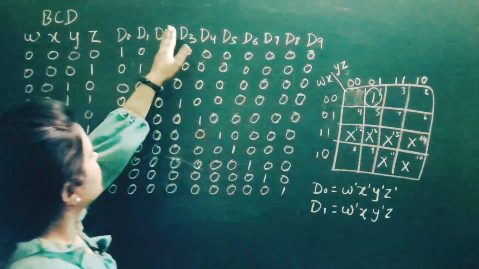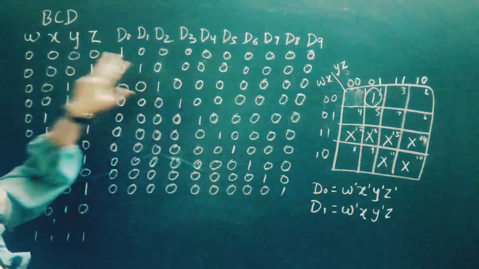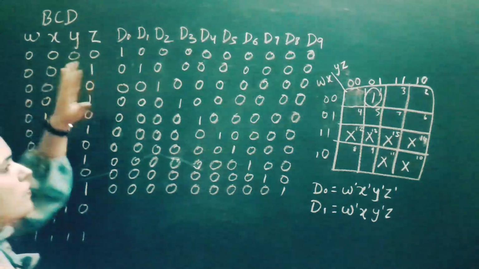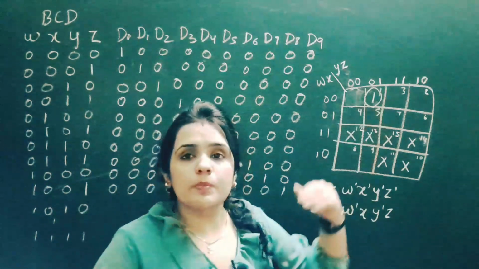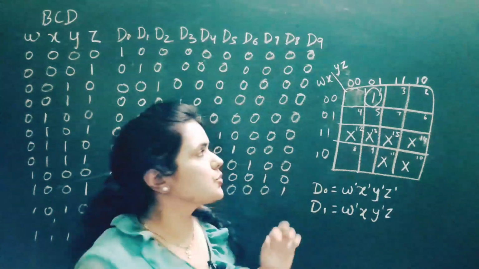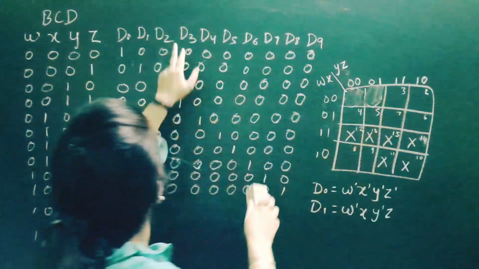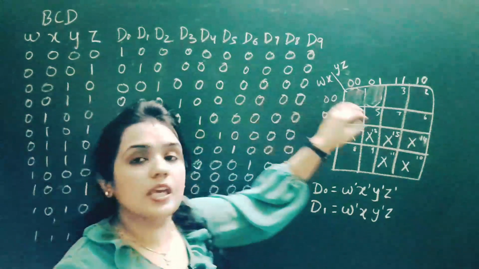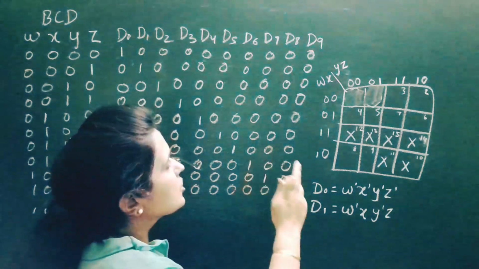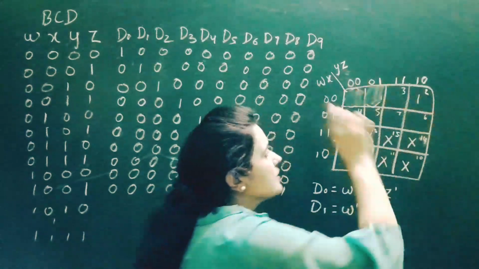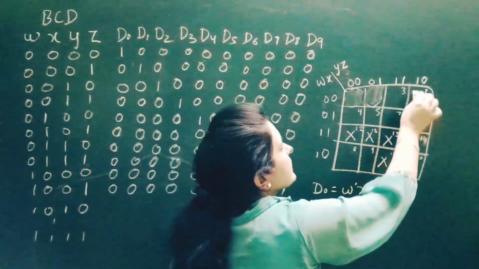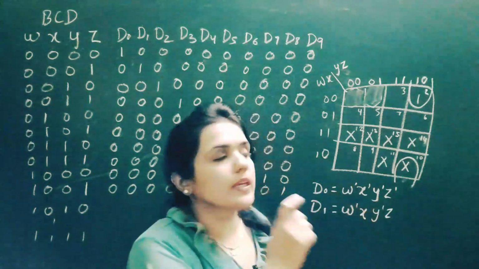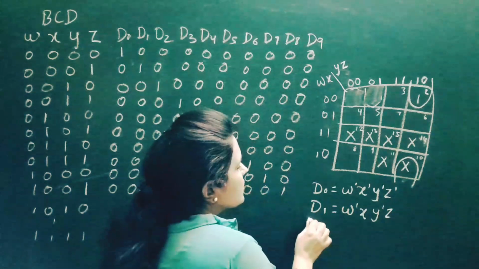Now if we talk about D2, D2 is 1 when the value of w, x, y, z is 0, 0, 1, 0. You should make a separate K-map, otherwise you will be confused. This is the K-map for D2 now. So D2 is 1 in this case. Now we can see that this 1 can be combined with this x, this don't care.